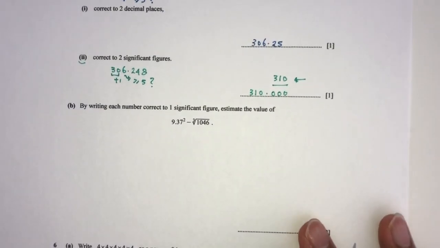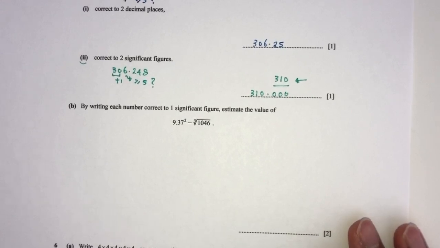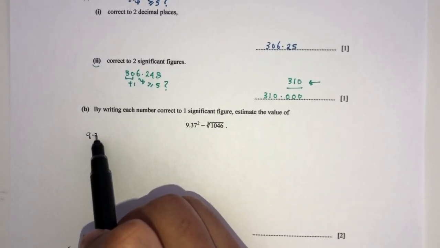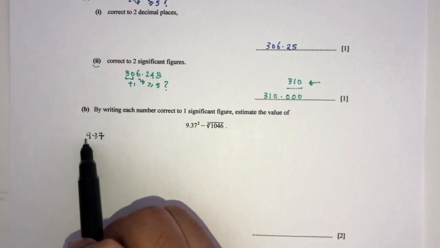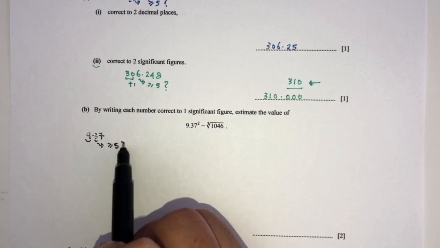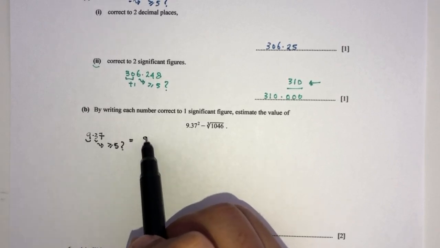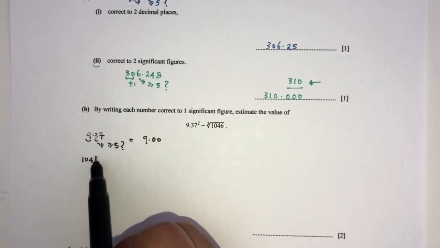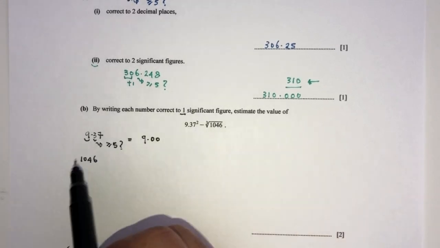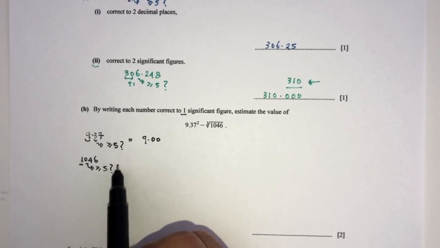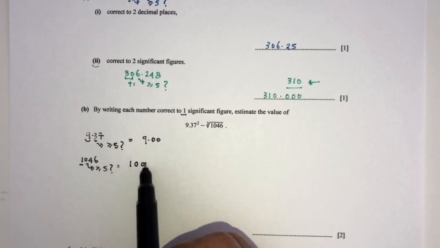Now for part B, we have to do what? We have to write each number correct to 1SF, and then estimate the value of this one. So one by one. Here we have 9.37. So 1SF, leave the first one by itself, ask if this one is more than or equal to 5. The answer is no, so the first one remains the same and the rest becomes 0. How about this one? Here we have 1046. 1SF, leave the first one by itself and ask if this one is more than or equal to 5. The answer is no, so 1 and the rest become 0.